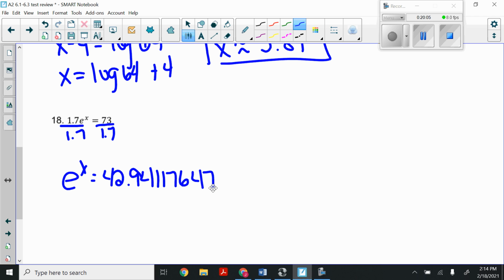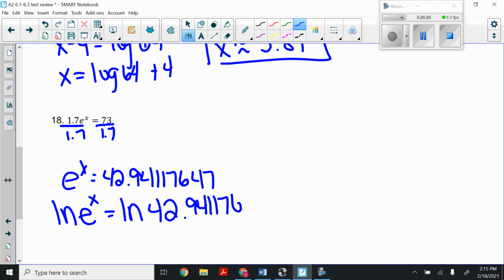Okay, this is not going to be a nice whole number. So again, I do the log of both sides. But since I have an e, I have to use the natural log. So I say the natural log of e to the x equals the natural log of 42.94117647.